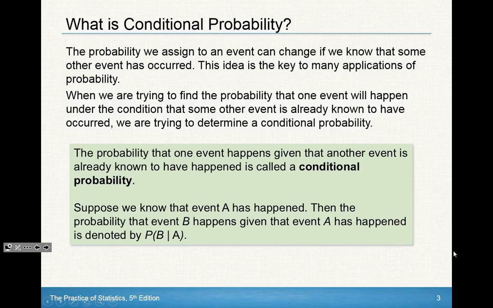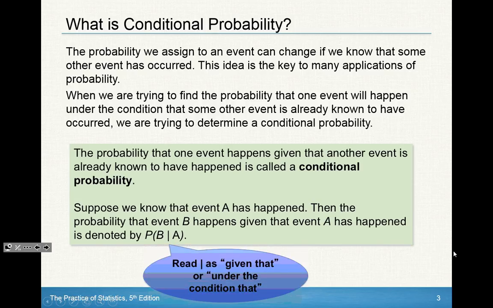Suppose we know that event A has happened. Then the probability that event B happens, given that event A has happened, is denoted by the probability of B given A. Notice that the vertical line between B and A stands for the word given. It's the second event that's already happened. So you have B, then the vertical line, and then A. A is the one that has already happened. We read that vertical line as given that. You could also say under the condition that. So what's the probability of B under the condition that A has already occurred?